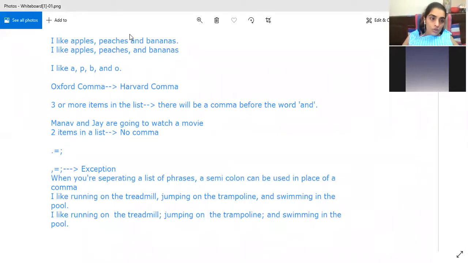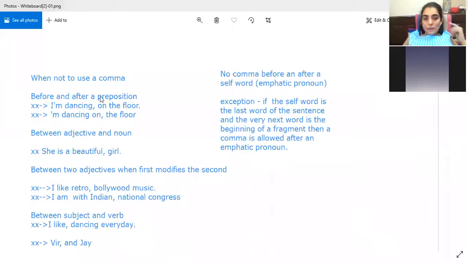Then when not to use a comma. Before and after a preposition, you can't say I am dancing, on the floor, or I am dancing on, the floor. Between an adjective and a noun, she's a beautiful, girl. You can't do that, right?